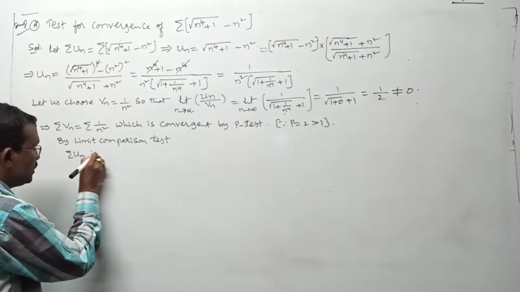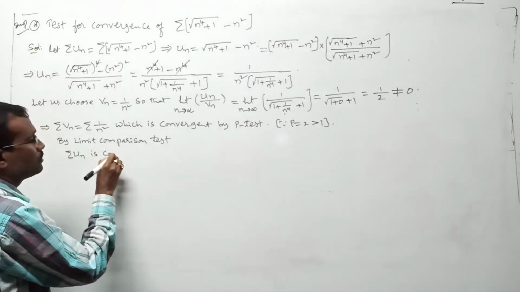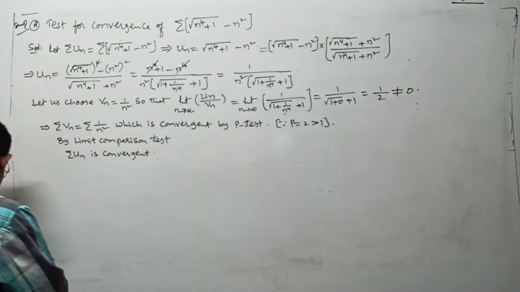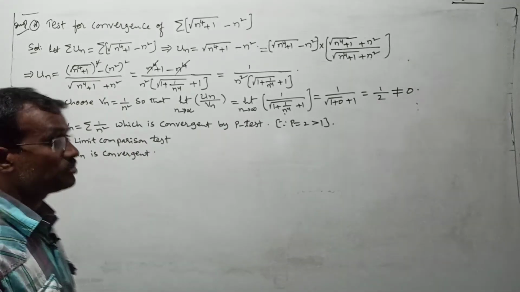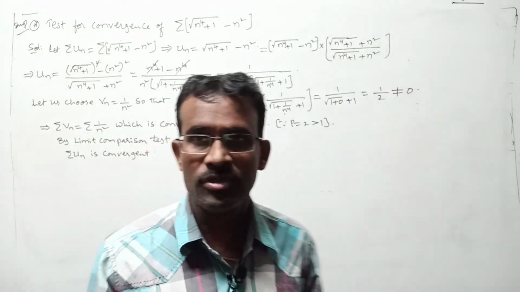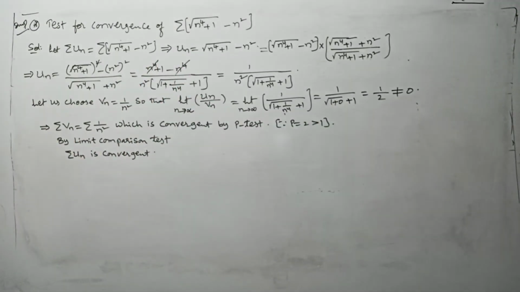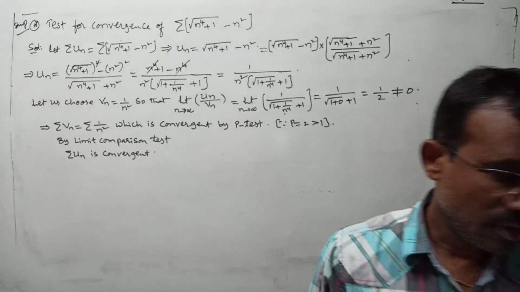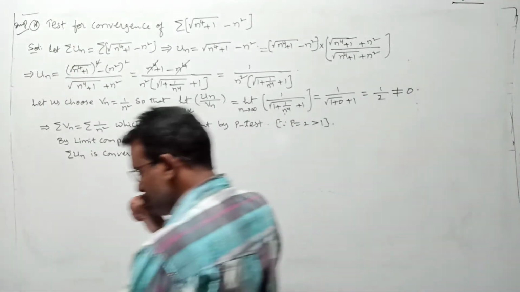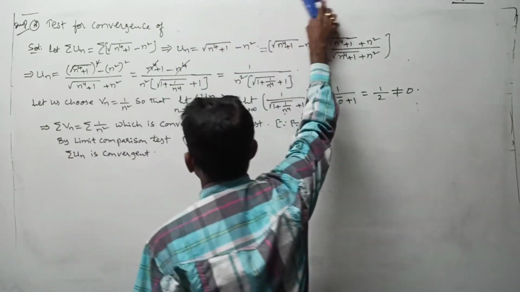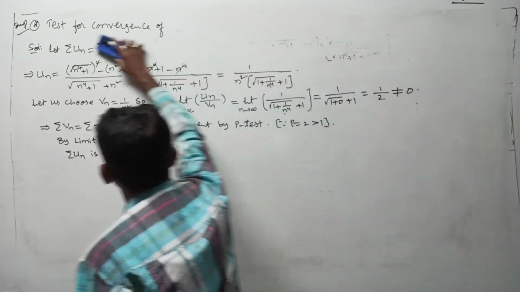Sigma un is convergent. That means your given series is a convergent series. That is your new important question. This type of questions in the examination they have given so many times. Next model, next question. I said all these are important, I am not giving any tick mark or like that.